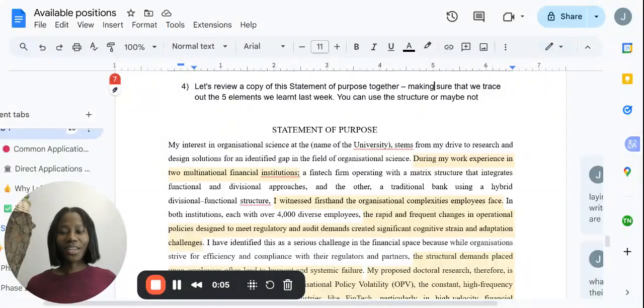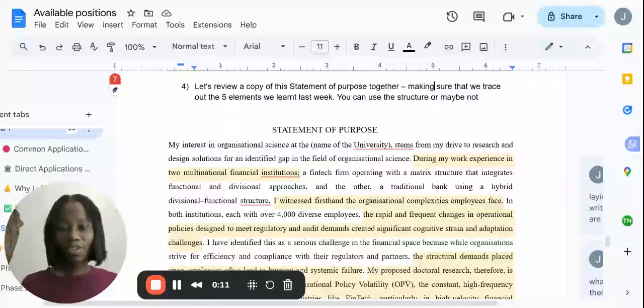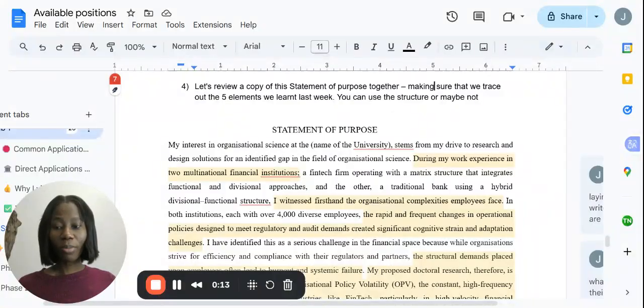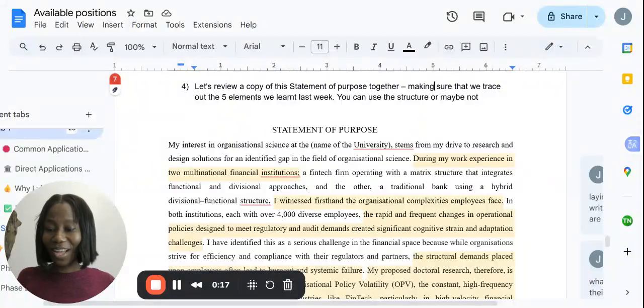So last week, remember that we discussed statement of purpose, five key elements that should be in your statement of purpose regardless of the course you're applying to. This week, I will be sharing with you an example of a statement of purpose. We'll be going through it together because I don't just want to be talking into the air, right? I want to show you what I mean.